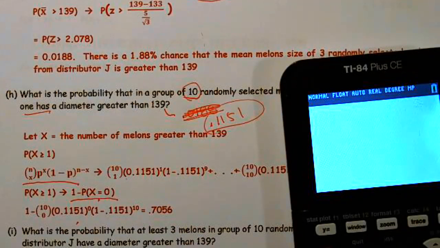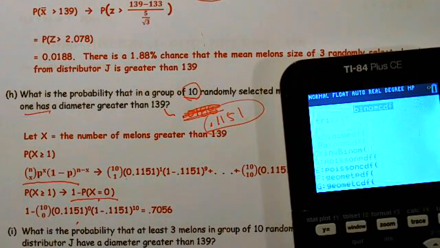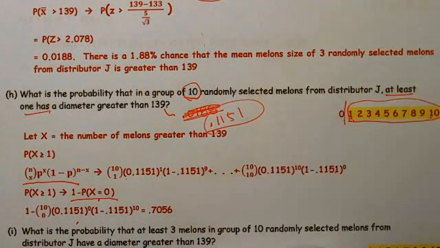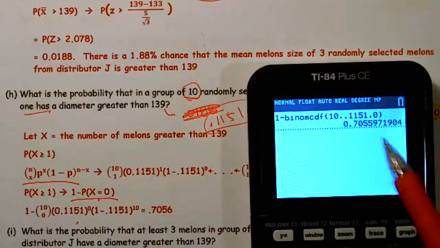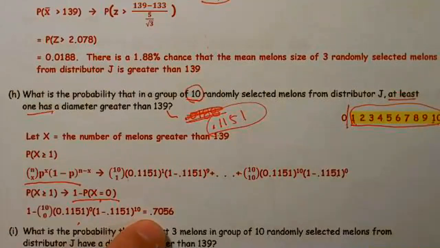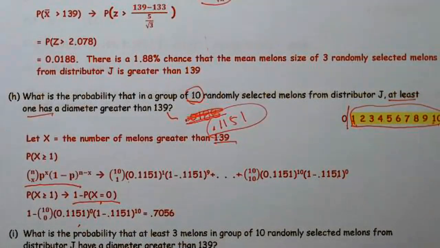So here we go. 1 minus 2nd VARS binomial CDF. And once again, it's a CDF because I'm interested in more than one value. If you're interested in more than one, use a CDF. Trials are 10. P-value 0.1151. X value, in this case, is 0. And there's almost a 71% chance that among 10 melons, at least one will have a diameter greater than 139.